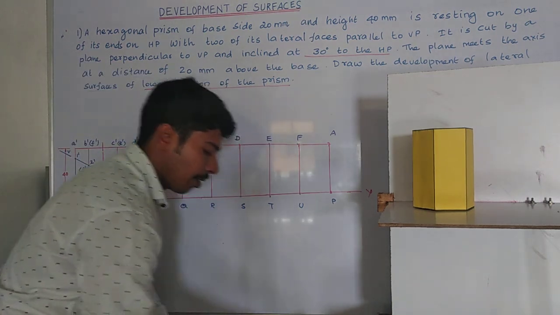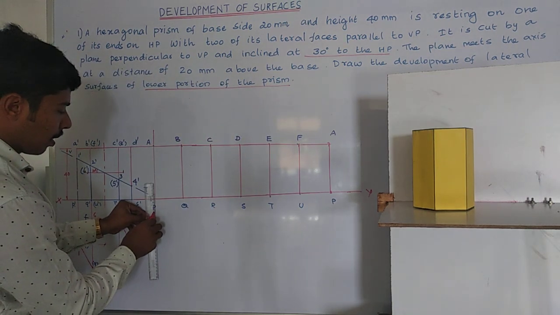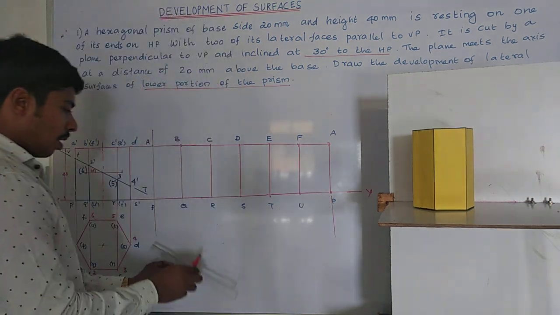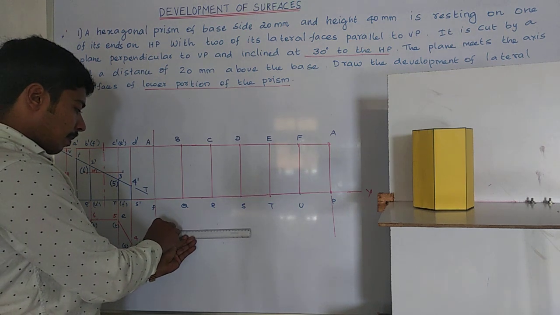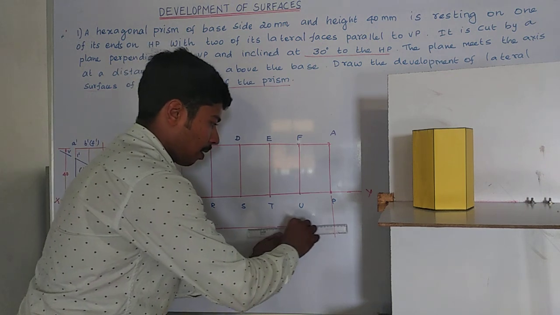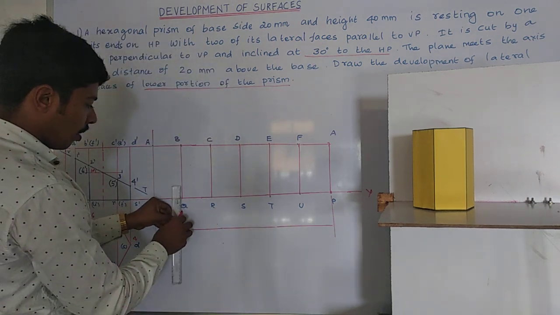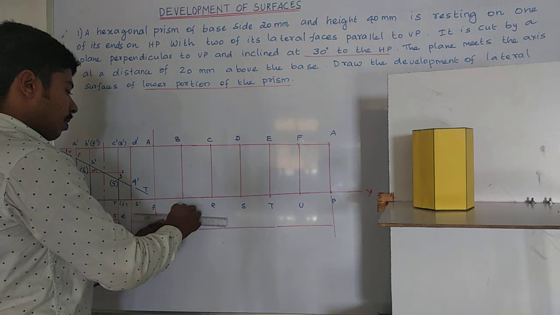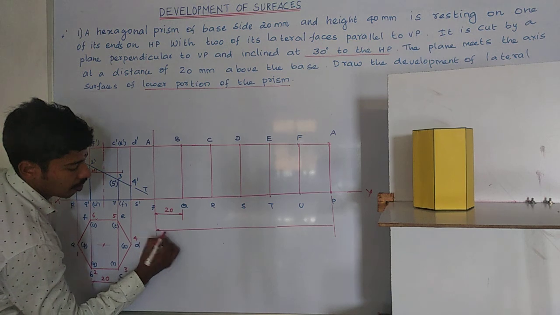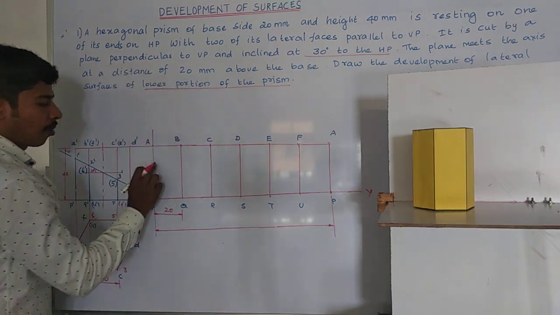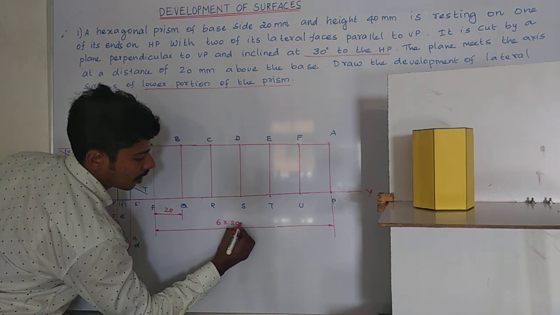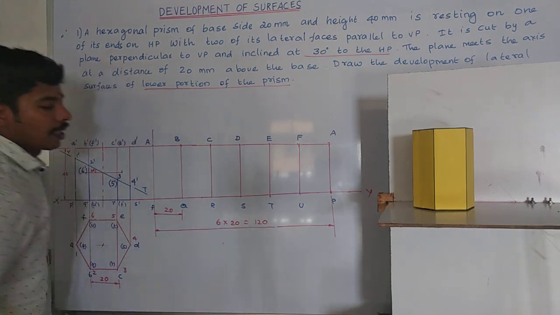Then you have to mark the dimensions. That is very, very important in this. So here, what is the dimension? The total, and then one interior side also. So this value is 20. Isn't it? This value is 20. So what is this value? Here 1, 2, 3, 4, 5, 6. So 6 into 20 is equal to 120. This value.